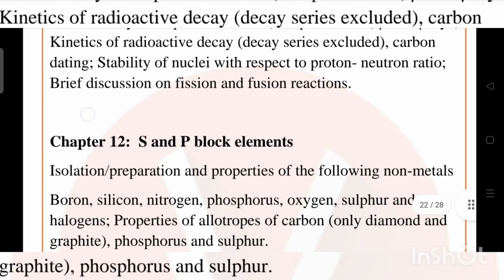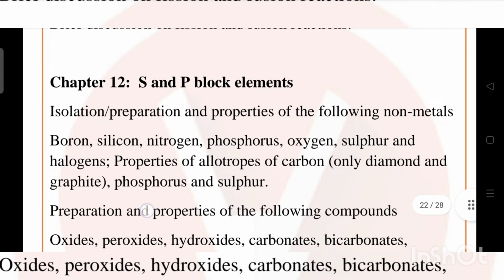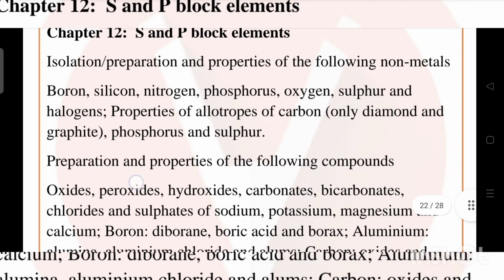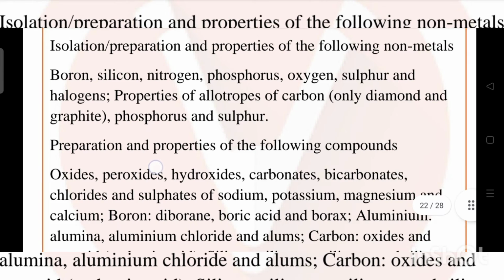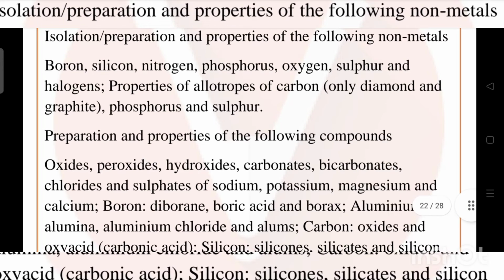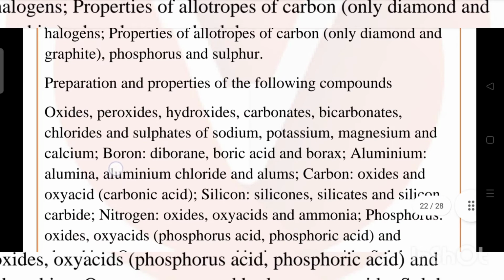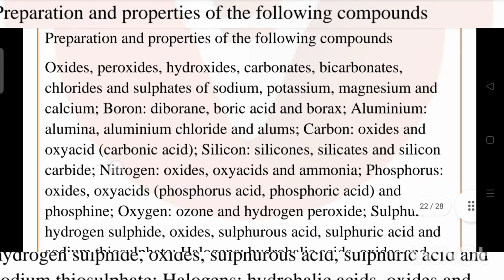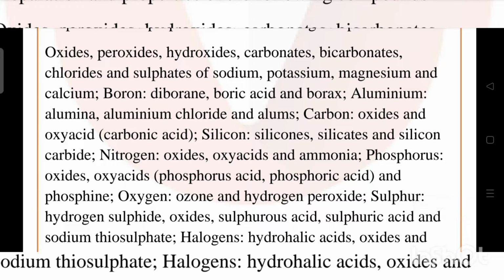In chapter 12, s and p block elements: isolation, preparation and properties of the following non-metals: boron, silicon, nitrogen, phosphorus, oxygen, sulfur and halogens. Properties of allotropes of carbon, only diamond and graphite, phosphorus and sulfur. Preparation and properties of the following compounds such as oxide, peroxide, hydroxide, carbonates, bicarbonates, chlorides and sulfates of sodium, potassium, magnesium and calcium, boron, diborane, boric acid and borax.